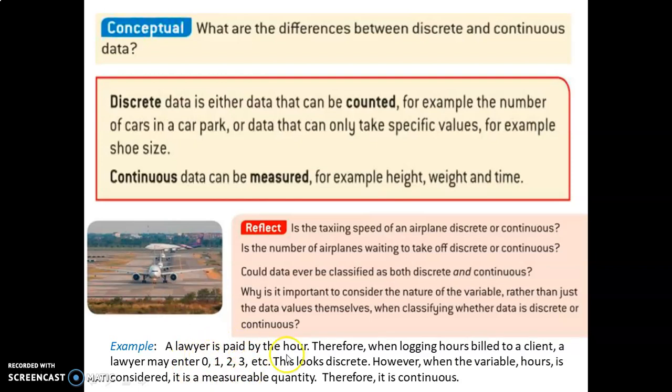However, it's not. It looks discrete, but the variable we're measuring there is time. And time measured in hours can be measured to any degree of accuracy. 5.3 hours, 6.24 hours, 7.344 hours. You can quantify that data in any value between a max and a min. Therefore, it is continuous. Important to consider.